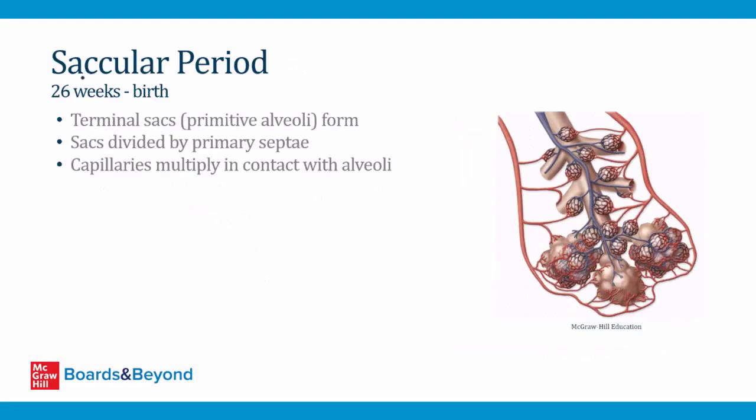Okay, the next phase of lung maturation is the saccular period. This occurs from 26 weeks to birth, and it's called the saccular period because during this phase, the terminal sacs of the lung, which are the primitive alveoli, begin to form. These sacs are divided by primary septae, but we'll talk later about how more and more walls or septae are going to develop in order to divide and divide and divide these sacs into multiple alveoli. In addition, capillaries develop during this period. They come in contact with the alveoli, and this is how gas exchange can occur.